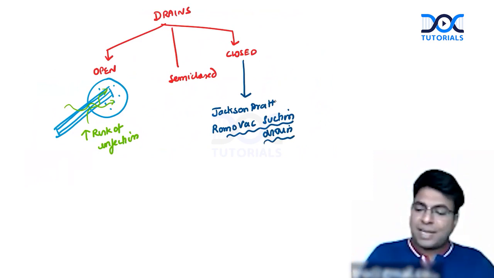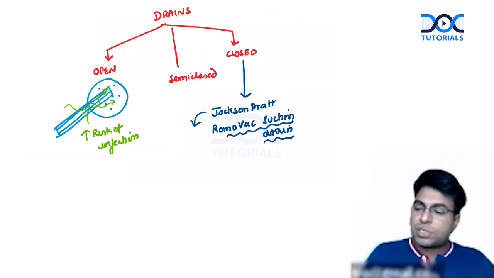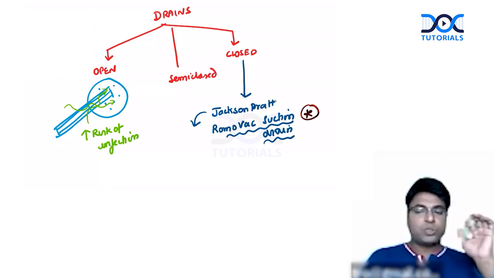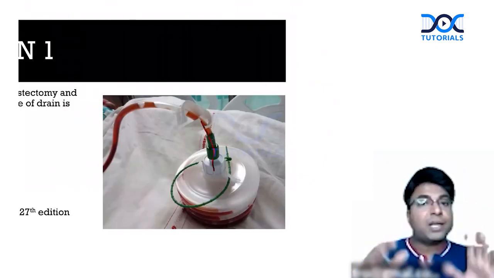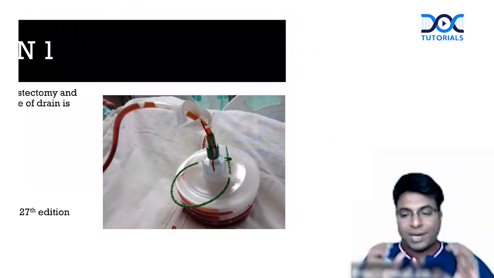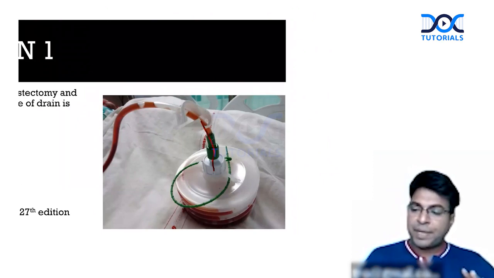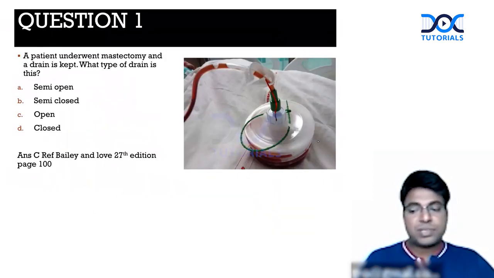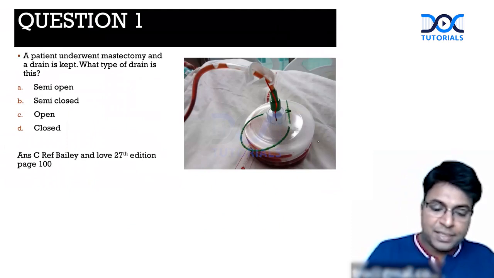There are many drains like Jackson-Pratt drain, which are not commercially available in many places, but mostly we use this suction drain known as Romovac suction drain. So this is a closed drain. You can see that it is closed and not connected to the atmosphere at all. It works based on the suction phenomenon. So please don't forget these three drains: open, semi-closed, and closed. The answer here is D, closed suction drain.